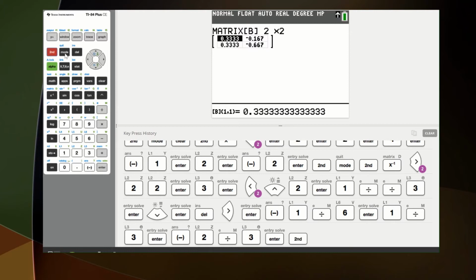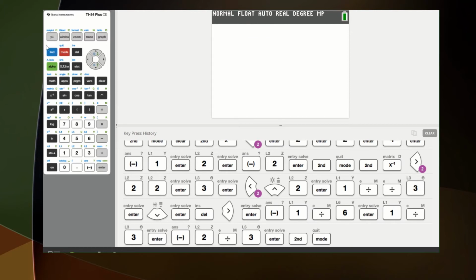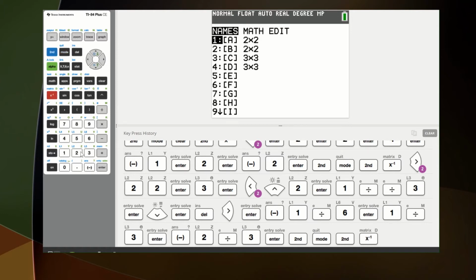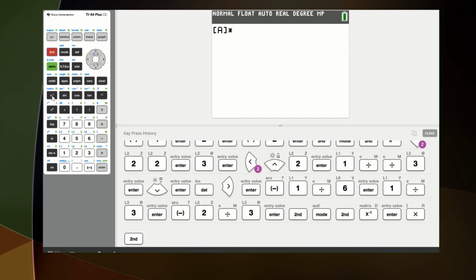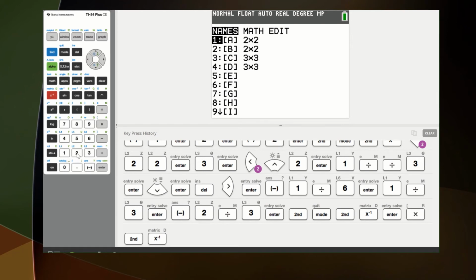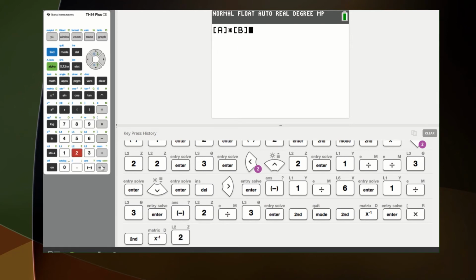Let's hit second quit. Now I want to multiply, first off, matrix A. So second matrix, I'm going to choose option 1, matrix A, times matrix B. Go back into matrix. This time I'm going to choose matrix B, or option 2, hit enter. And you see I got an identity matrix, 1, 0, 0, 1.